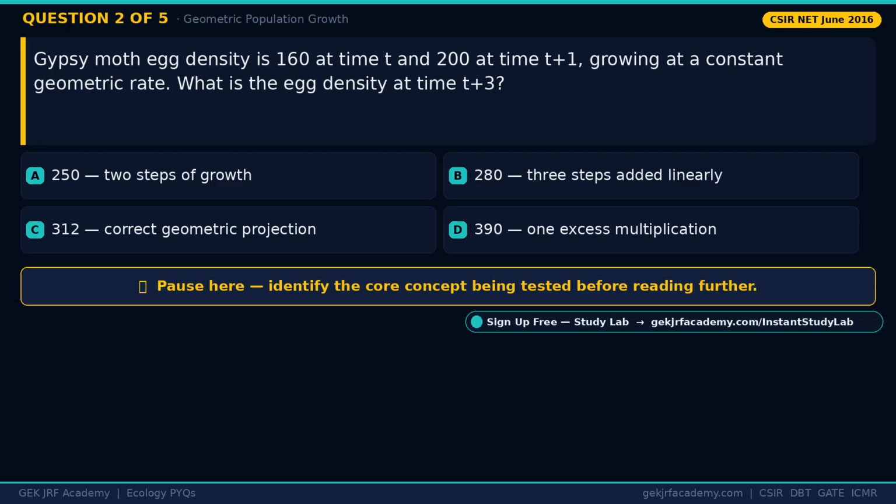Question 2. CSIR NET June 2016. A population of gypsy moths has an egg density of 160 at time t, and 200 at time t plus 1. Assuming the population increases at a constant geometric rate, what will the egg density be at time t plus 3? The options are 250, 280, 312, or 390. Take a moment. Identify the growth factor first, then apply it the correct number of times.